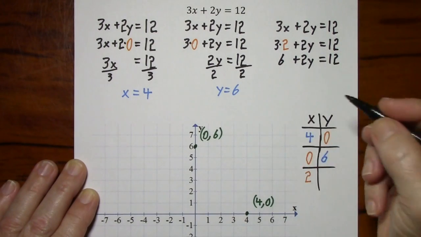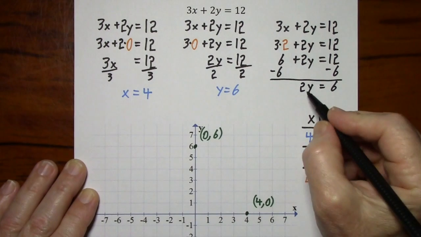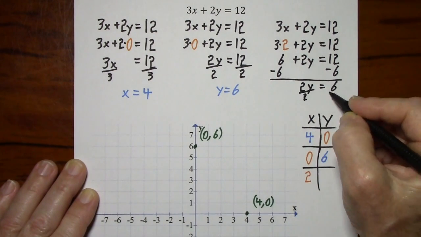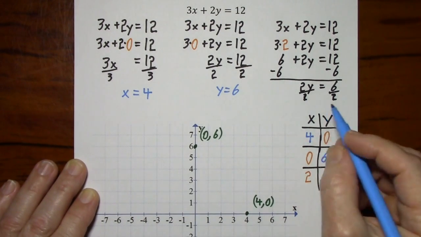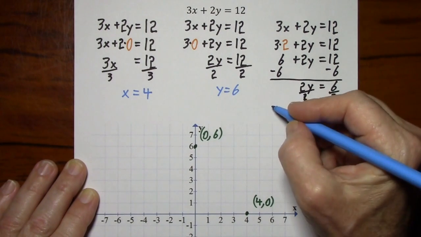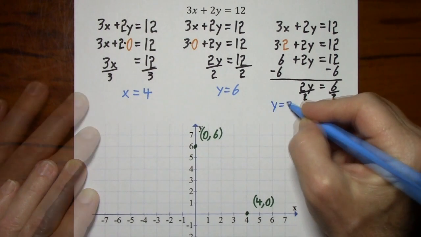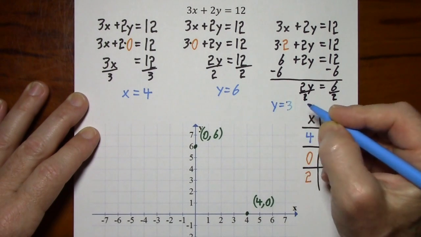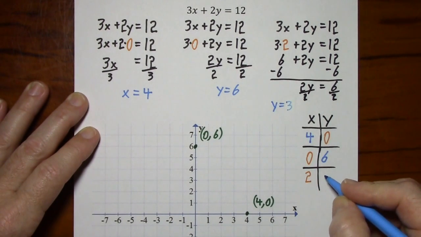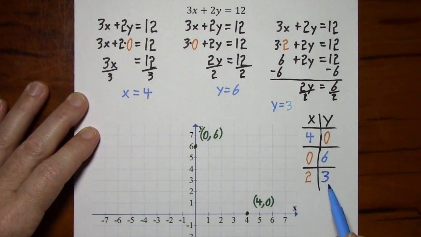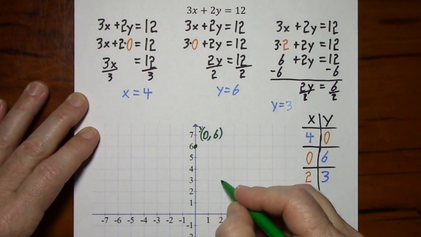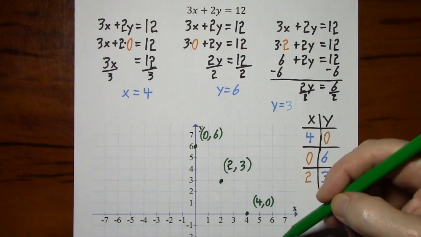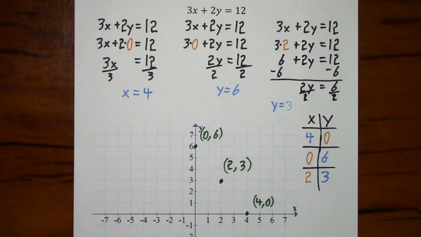Let's get rid of the 6 first, and then get rid of this 2. I'm sort of running out of room here, but we're left with y equals 3. So we'll put in a 3 in the y column, and this gives us another ordered pair, (2, 3). So you come over 2 and up 3. Put your dot. We simply draw a line to represent all the solutions to the equation.